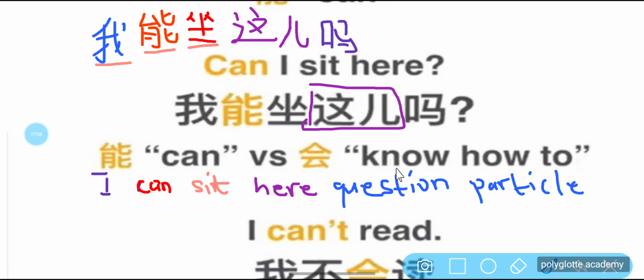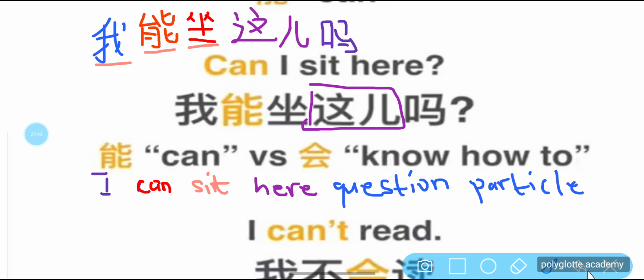So the complete translation will be I can sit here, question particle. So, can I sit here? That is, am I permitted to sit here? 我能坐这儿吗？ Can I sit here? That is, am I allowed to sit here?